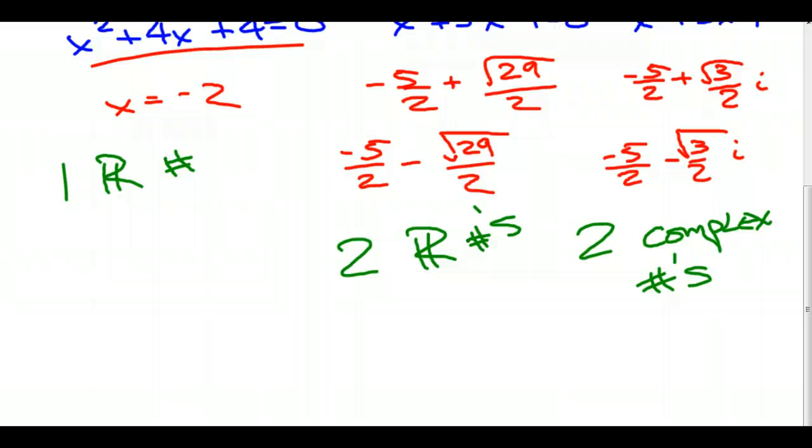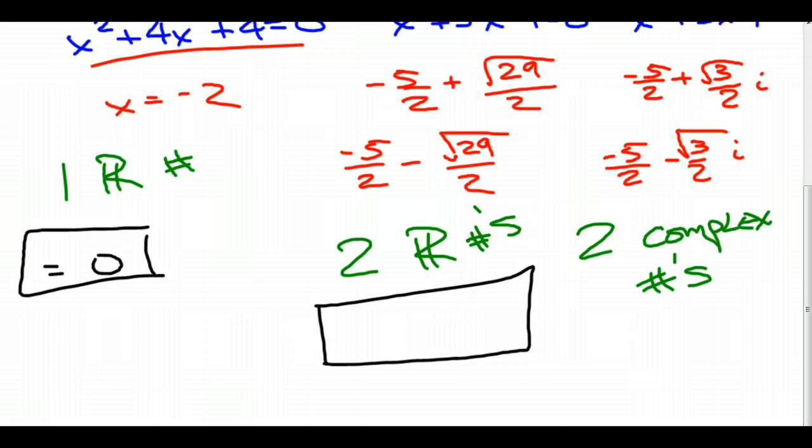You can determine what kind of an answer you're going to get, whether you're going to get those complex numbers or real numbers, based on what the discriminant is. So, this group over here, when you found the discriminant, b squared minus 4ac, what is your discriminant? 0. Your discriminant is 0. Okay? When you put in your discriminant here, did you get a positive number or a negative number for your discriminant? Positive.